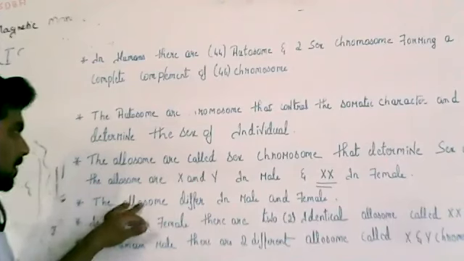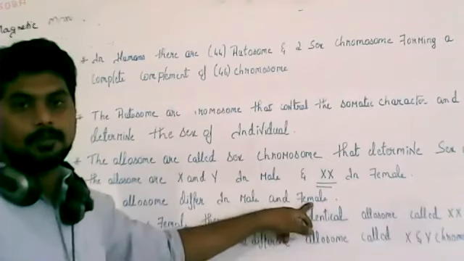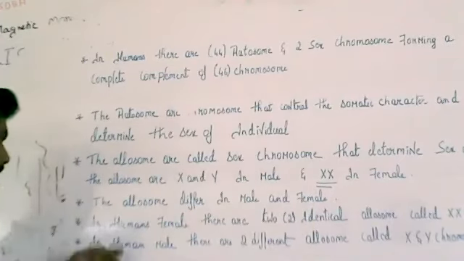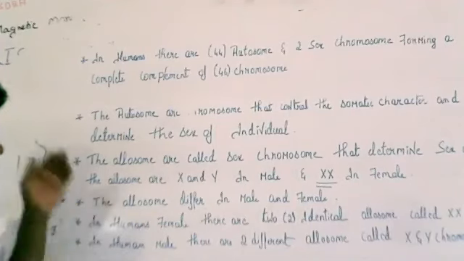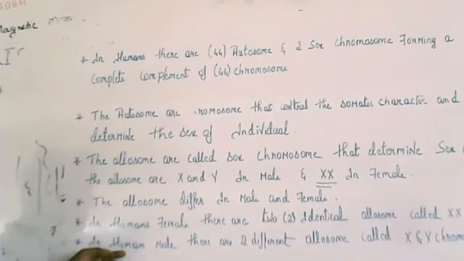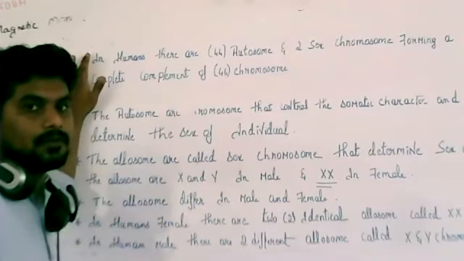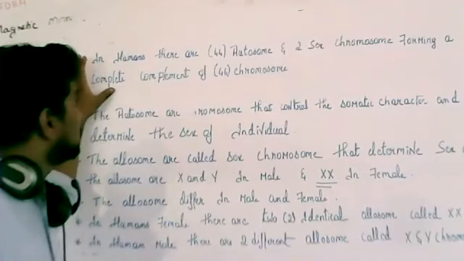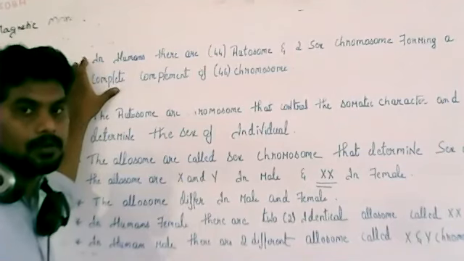The allosomes differ in male and female. If it is a male, it will be XY, and if it is a female, it will be XX. In human female there are two identical allosomes, called XX chromosome, and in human male there are two different allosomes, known as X and Y. In humans there are 44 autosomes, the first 44 set, and the last two set are called allosomes. So sex chromosomes form a complete complement of 46 chromosomes.